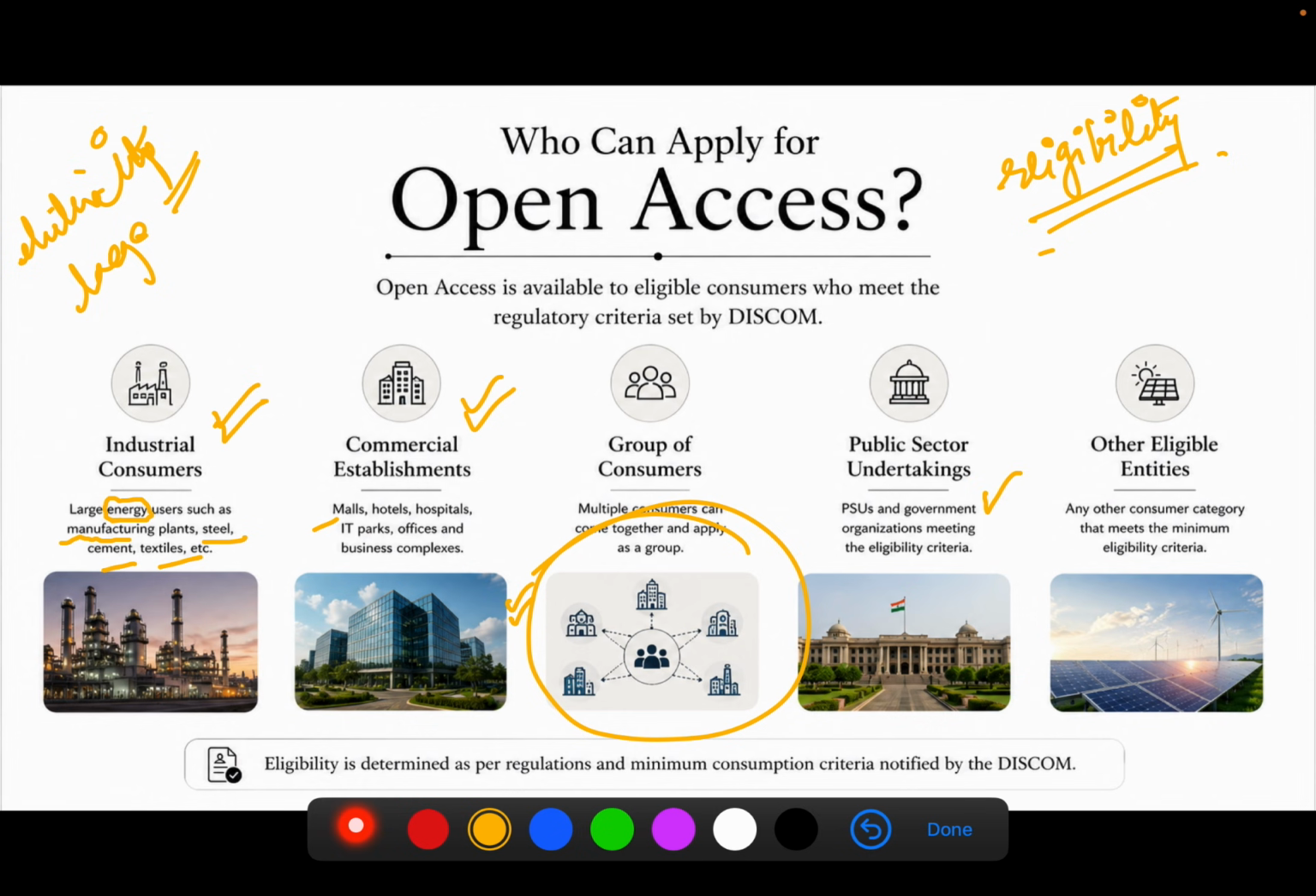And there are public sector undertakings, PSUs, then there are other eligible entities also. And the eligibility is determined as per the regulations and minimum consumption criteria notified by the DISCOM in association with the producer of solar power.